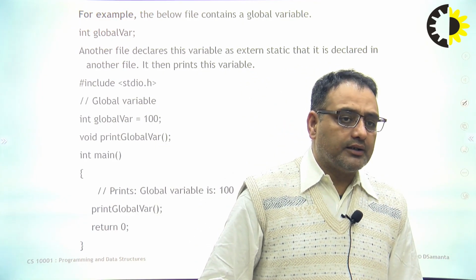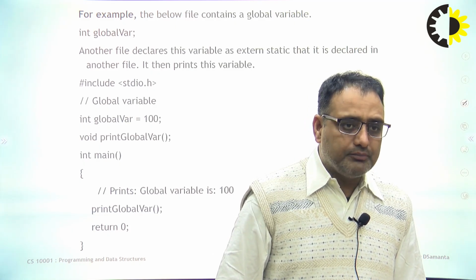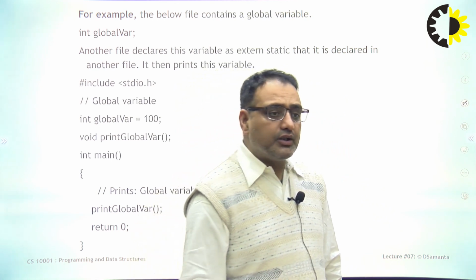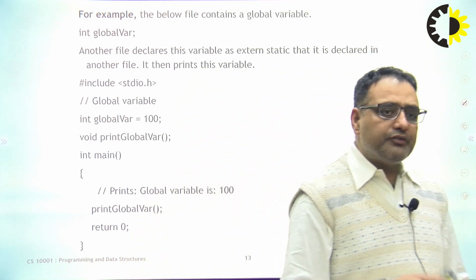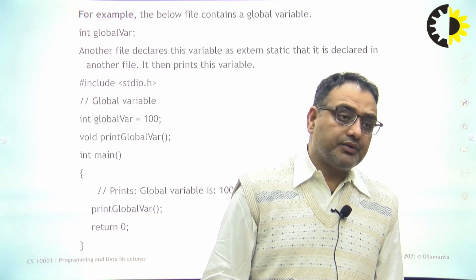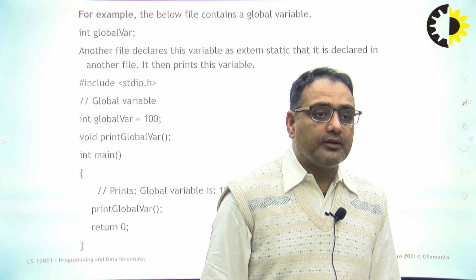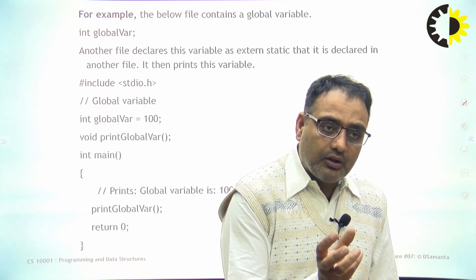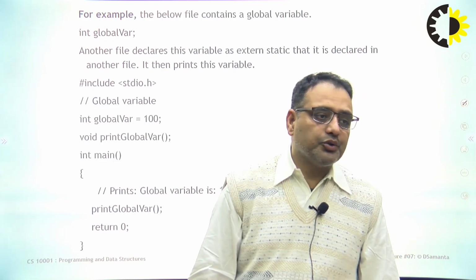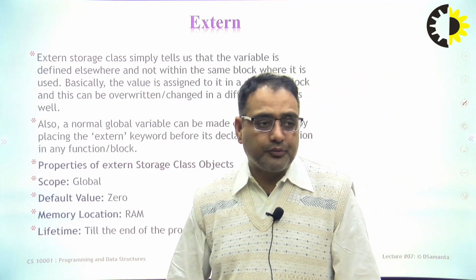So the lifetime of the global variable is till the end of the program. When the control exits from the main function, the particular memory which is already reserved in main memory will be destroyed. So the lifetime is till the end of the program.